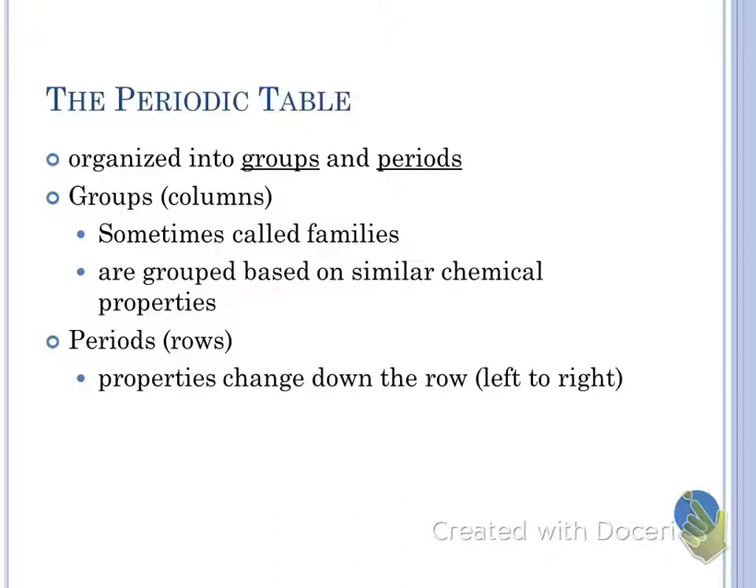As we move across a period, we don't have similar chemical properties. As we go up and down in a group, we do. But as we go horizontally, we don't. Okay, so lithium and neon act nothing alike. But lithium and cesium act a whole lot alike. Okay, does that make sense?